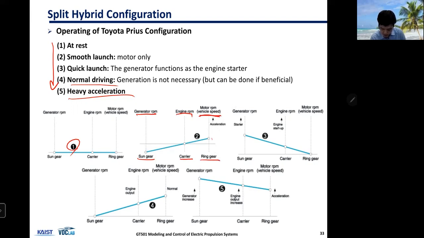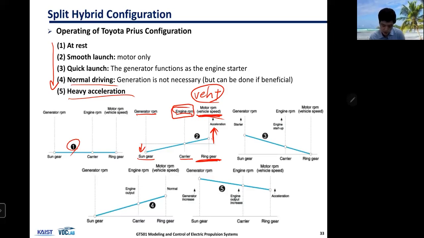So when you're slowly launching, you can use EV mode, and then your motor can accelerate your vehicle using the traction motor, the ring gear. So ring gear speed increases. So here is also the vehicle and motor. So motor and the vehicle speed increases, and note that generator speed decreases as a result of increased vehicle speed, because the engine is not moving, omega equal to 0.